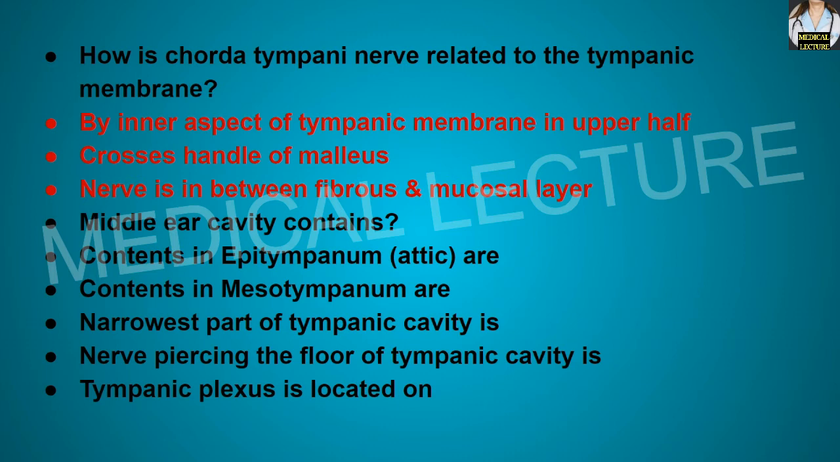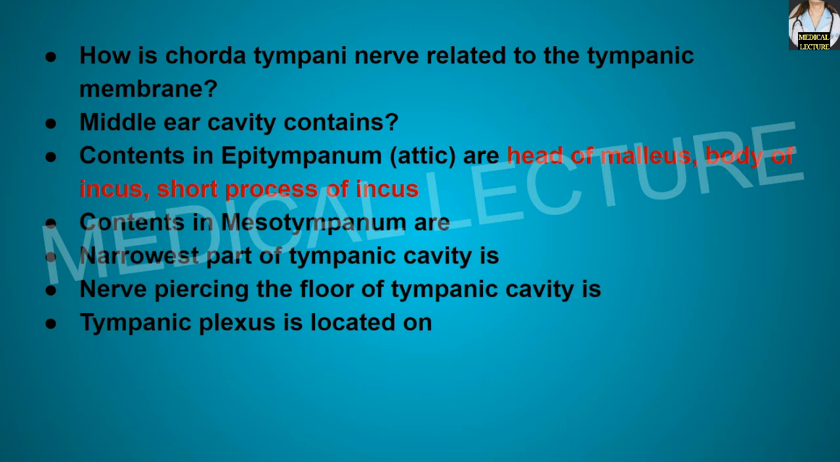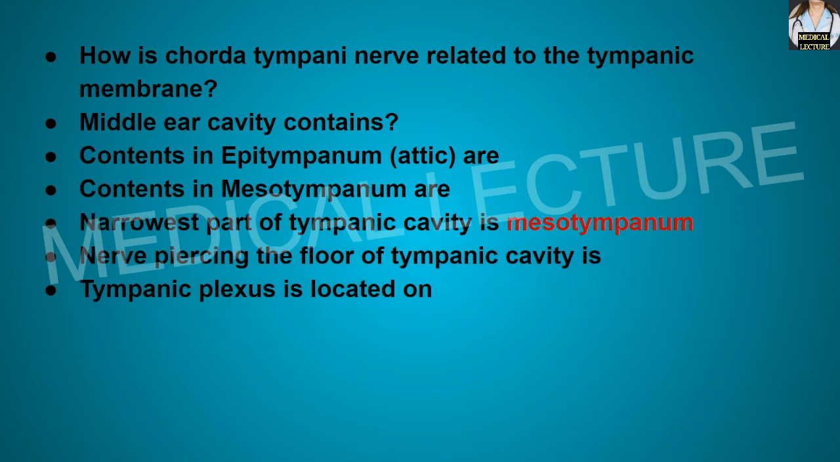The middle ear cavity contains which structures? It contains the ear ossicles, the stapedius and tensor tympani muscles and the chorda tympani nerve. Now what are the contents of the epitympanum or the attic? They are the head of the malleus bone, the body of the incus, and the short process of the incus bone. Now what are the contents of the mesotympanum? They are the handle of the malleus bone, the long process of the incus, and the stapes. Which is the narrowest part of the tympanic cavity? It is the mesotympanum.